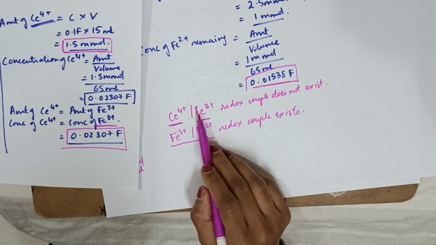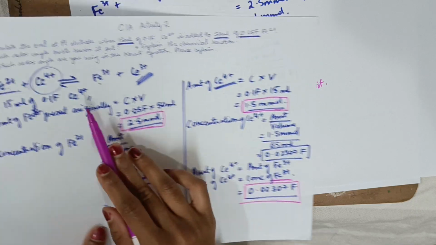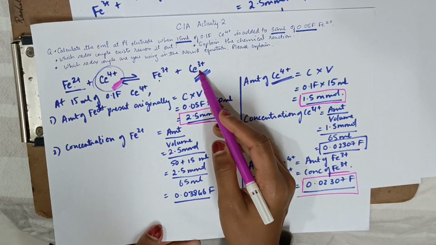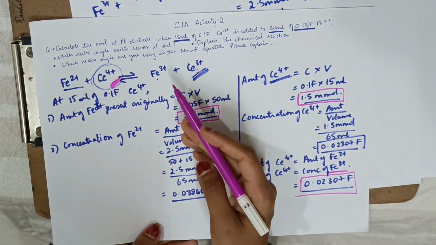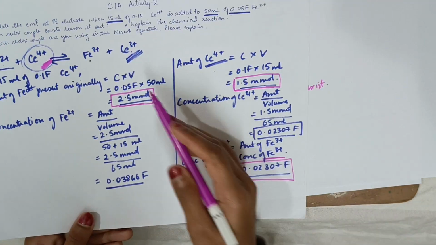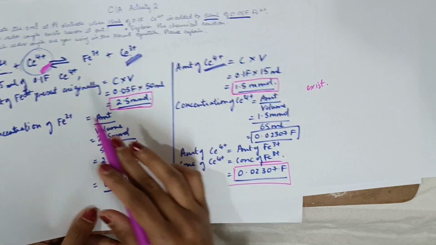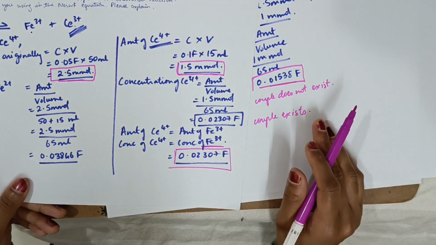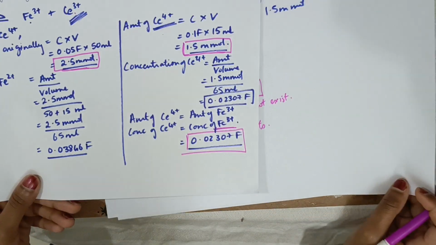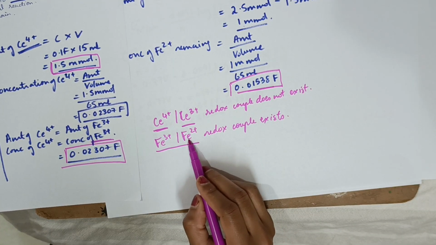Since the amount of cerium-4+ is lesser than that of Fe2+, the reaction goes to completion and there will be no cerium-4+ present anymore, and only cerium-3+ will be present as it gets reduced to cerium-3+, and therefore only the Fe3+/Fe2+ redox couple will exist. And the next question is the chemical reaction. I've explained that, and which redox couple are we using? The redox couple which we're going to use in the Nernst equation is Fe3+/Fe2+.